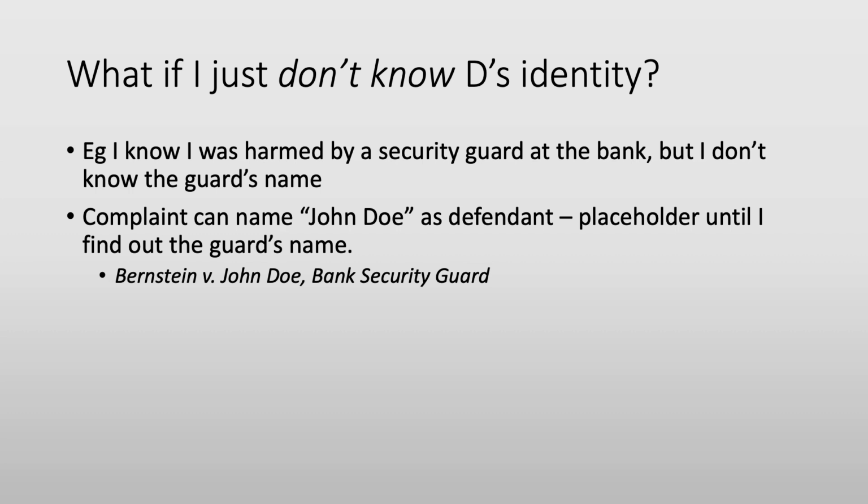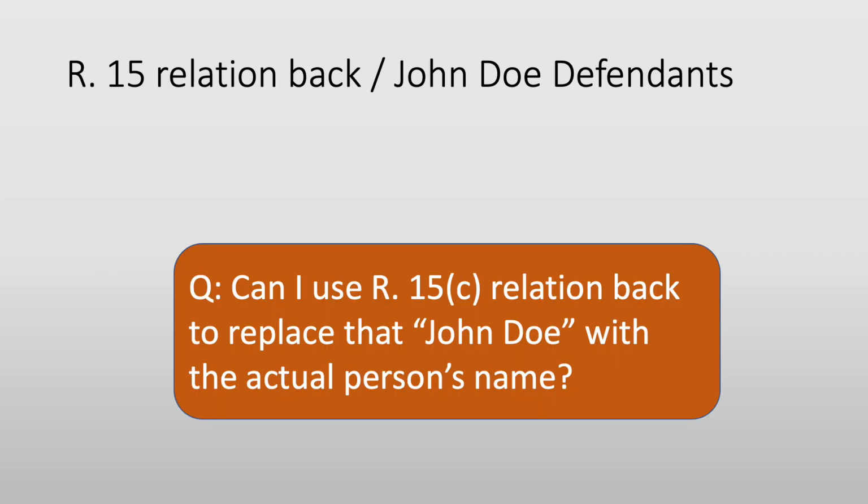The complaint can name John Doe or Jane Doe as a defendant. That's a placeholder until I find out the guard's name. There's no specific rule about having to use John Doe, but John Doe's generally the generic name in law for someone who we don't know who it is. So the complaint would be Bernstein versus John Doe, and then usually it would have a description, so the security guard at the bank or something like that. And then I can go back and amend that pleading once I find out in discovery who that person really is.